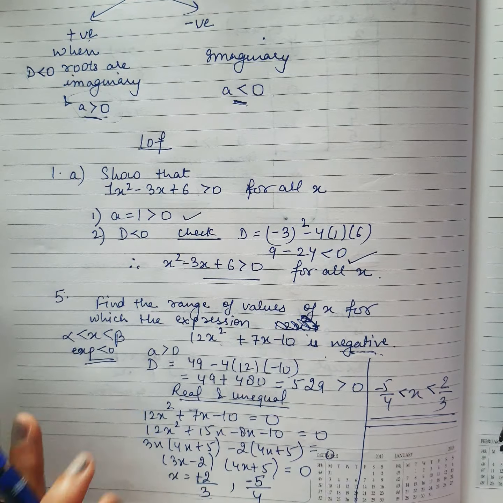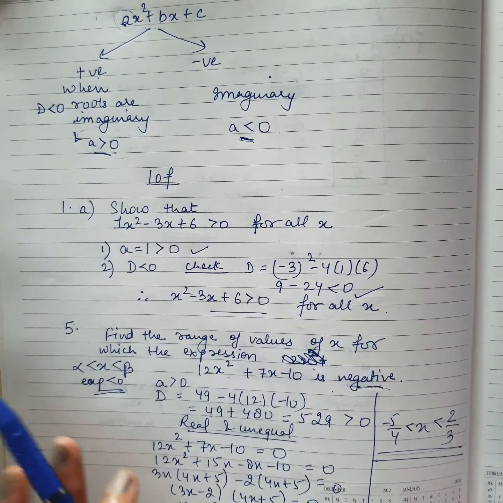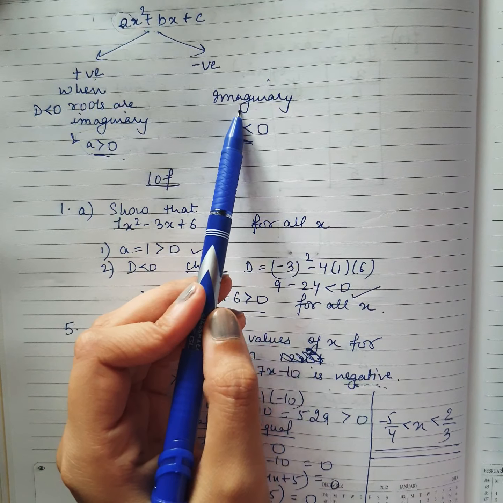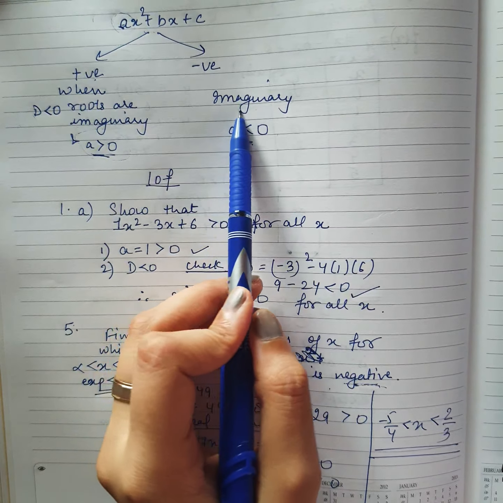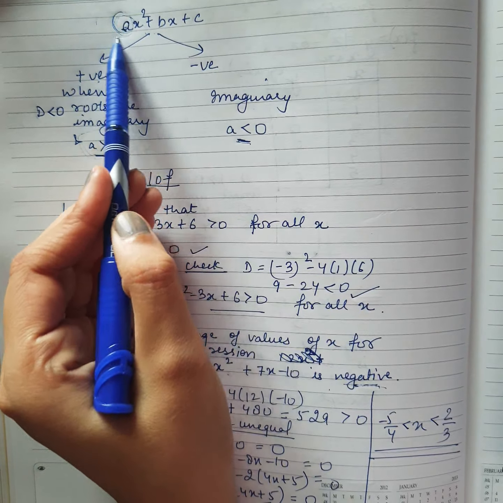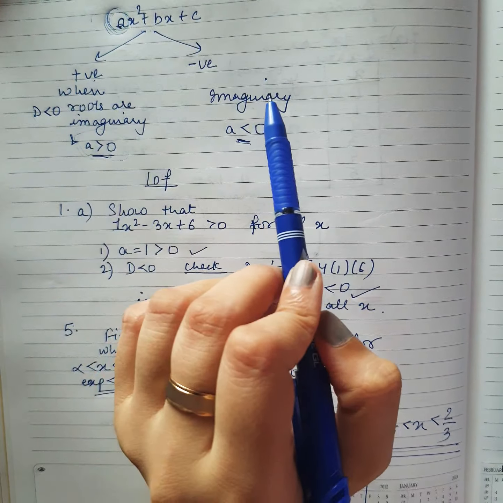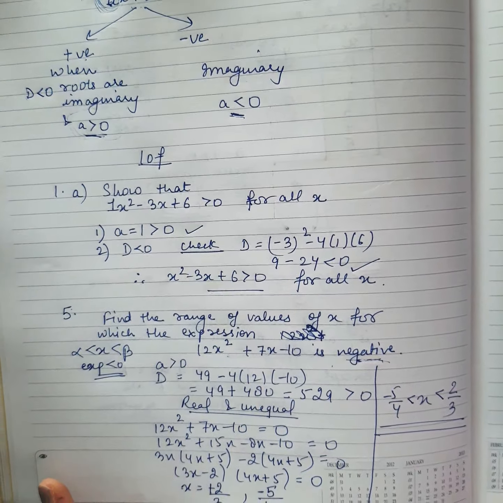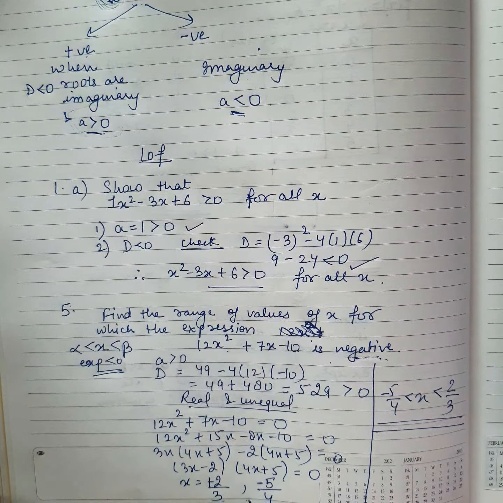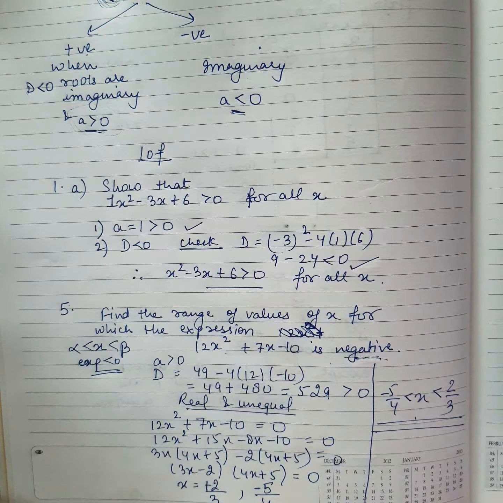So whenever the discriminant D is negative, the roots are imaginary, that is the simplest case. In that case, just this will tell you the value of the expression. In case of real and unequal roots, we need to actually find the roots and see the range.